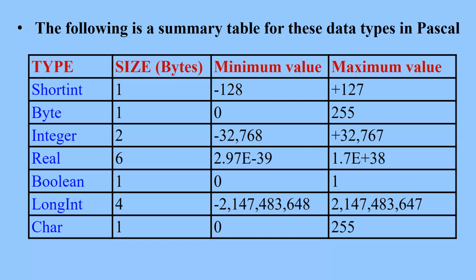Real can accommodate a minimum value of 2.97 raised to power negative 39. You can imagine, my dear students and the rest of the learners, how small this data type can accommodate. How small a number can this data type accommodate?